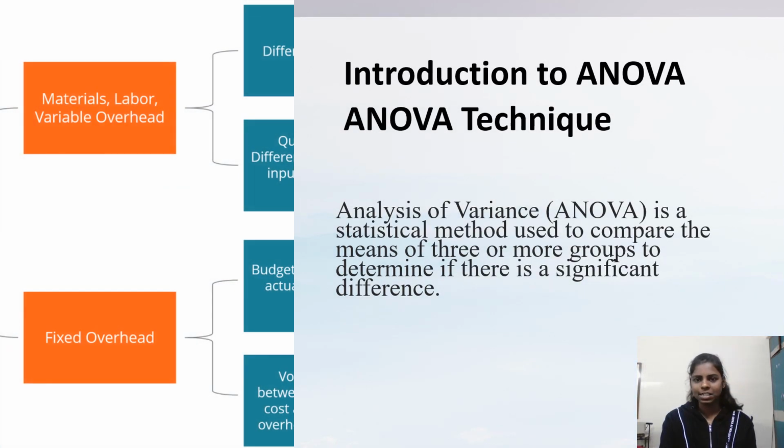First, let us see the introduction to ANOVA technique. Analysis of variance is a statistical method used to compare the means of three or more groups to determine if there is a significant difference.